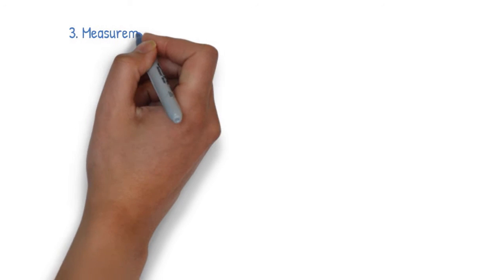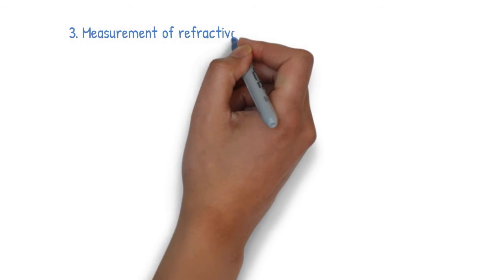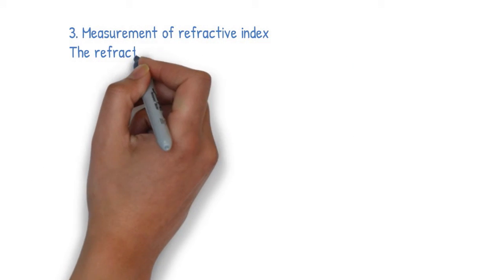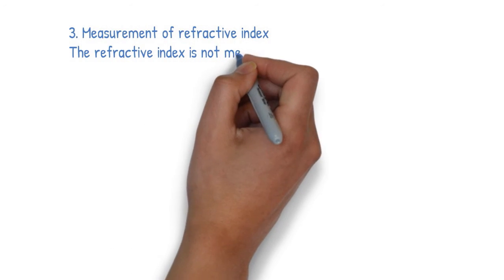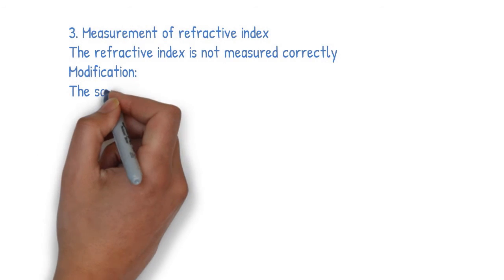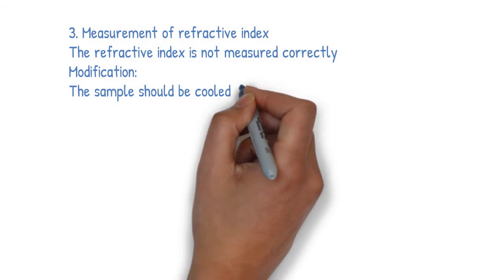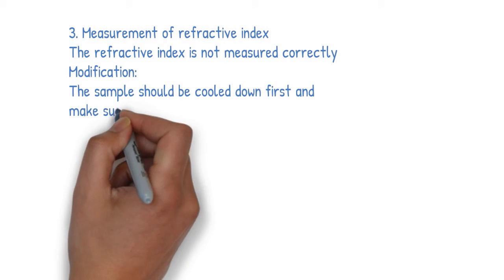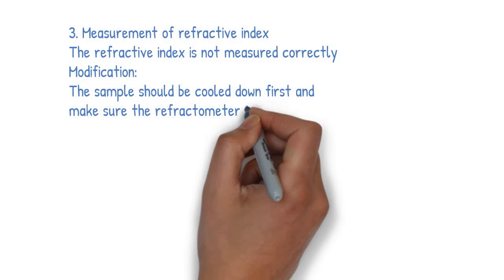Other than that is the error in measuring the refractive index of the samples. The refractive index is not measured correctly as it doesn't fit the calibration curve equation. Before taking the refractive index, the sample should be cooled down first and make sure the refractometer is clean.